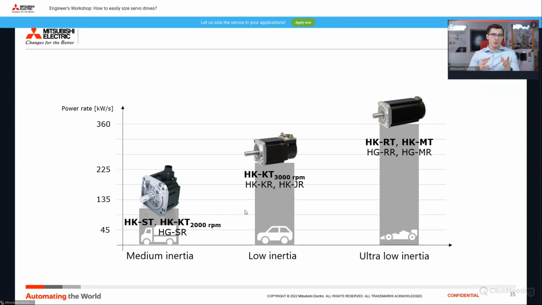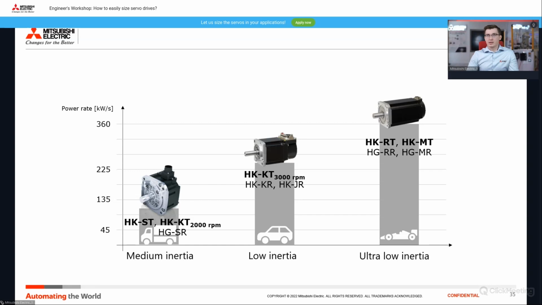So we have medium inertia, low inertia, and ultra low inertia motors. As you already probably could predict, because ultra low inertia motors have the smallest inertia, they have the highest value of power rate. But let's think about their use, comparing these motors to cars. Yes, it will be very daily use. So starting from the right side, ultra low inertia motors are like Formula One cars. They fit, let's say, as many as one person, and that's without a shopping bag.